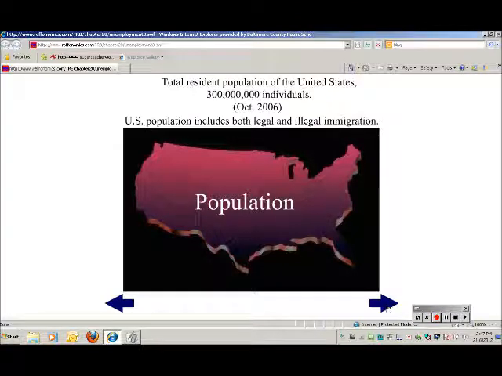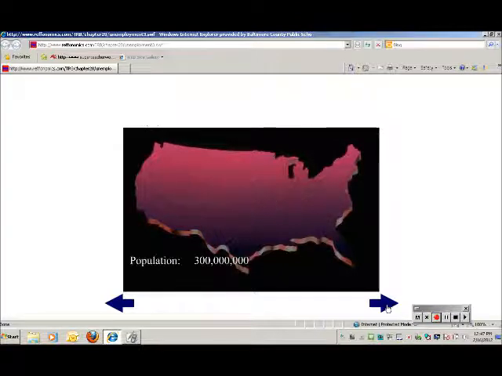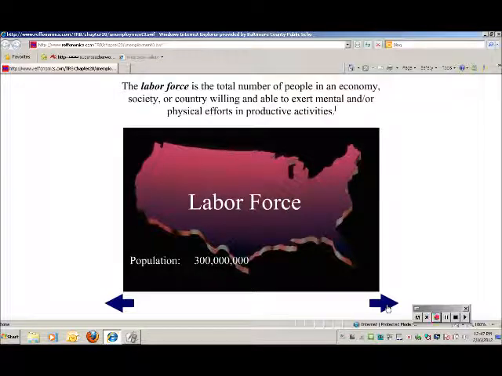Let's keep going and talk about what population includes: it's illegal and legal immigration. And we take that population, 300 million. Well, where do we get our labor force from? Labor force is calculated by looking at the total number of people in a specific economy. These are people who are actually willing to work.